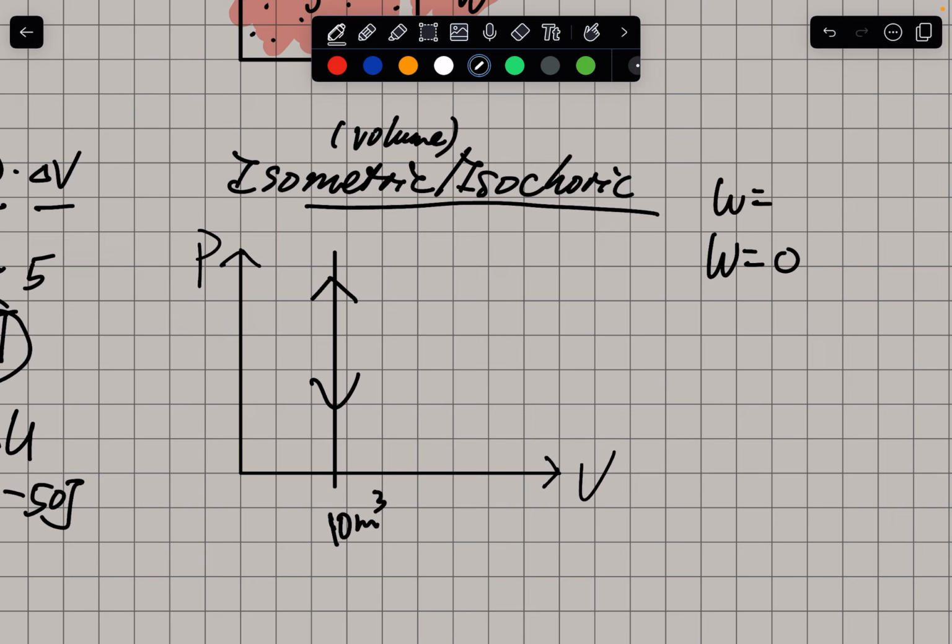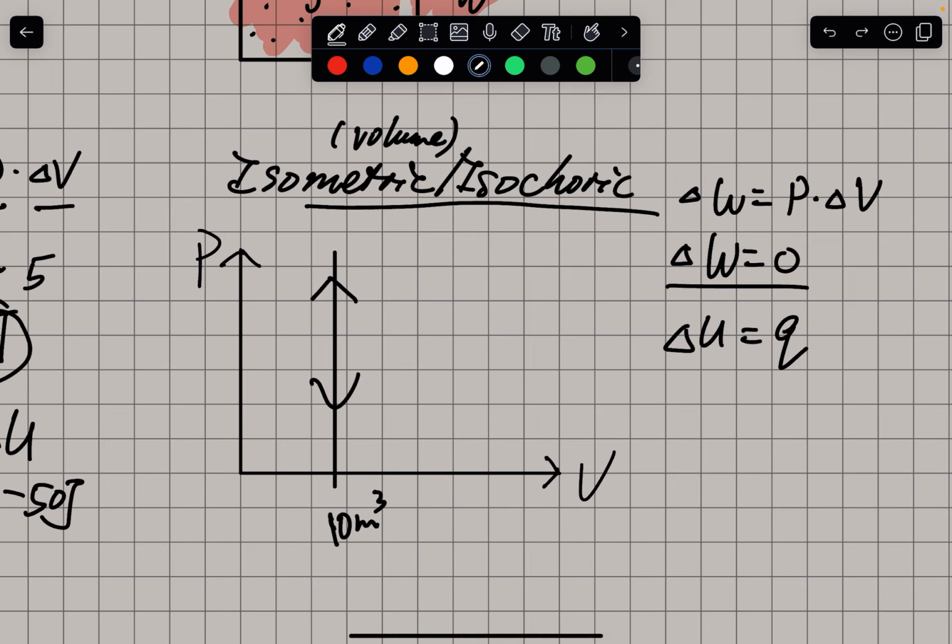Because work equals P times delta V, and my delta V is 0. My V is 10, but my delta V is 0. So my work will always be 0, okay? Nobody did any work. So in this case, since my delta W is 0, my delta U only relies on Q, right? Delta U equals Q plus W or minus W, whatever. Then this W is 0, so it only relies on Q, okay?